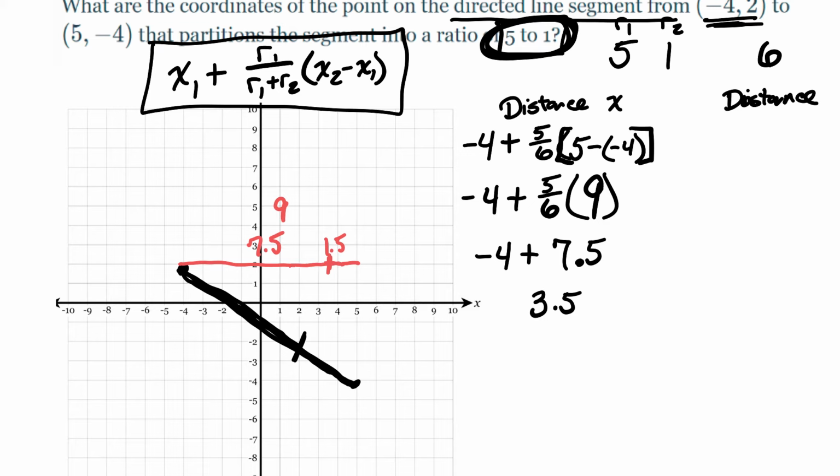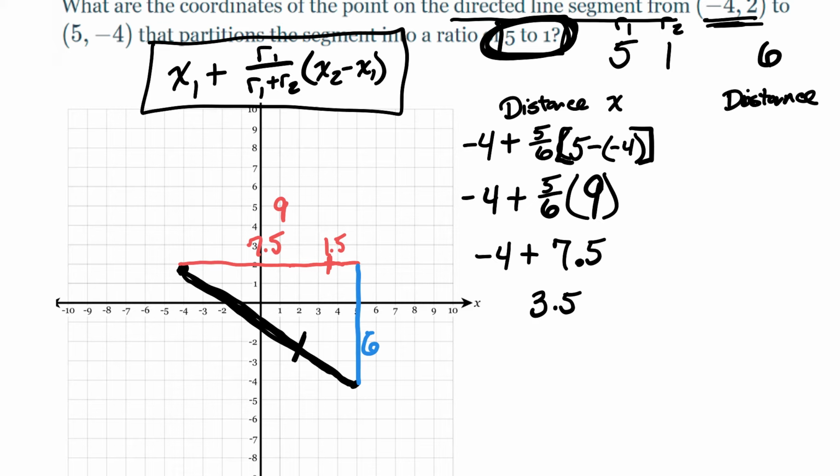And we're going to do the same thing with y. Well, the y has traveled from 2 all the way down to -4. Well, that's a distance of -6. Or excuse me, not negative. Remember, that's distance. So it's traveled a distance of 6. And we're going to need to go 5/6 of that way. But let's just use our formula.